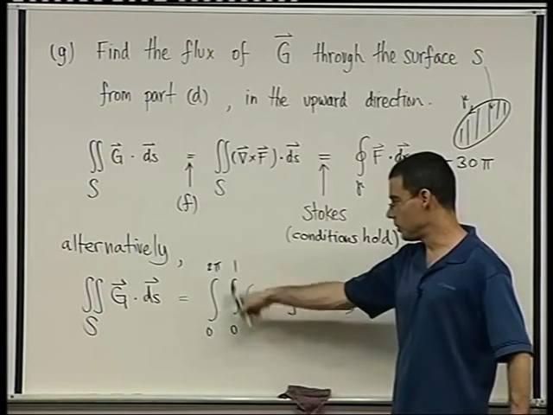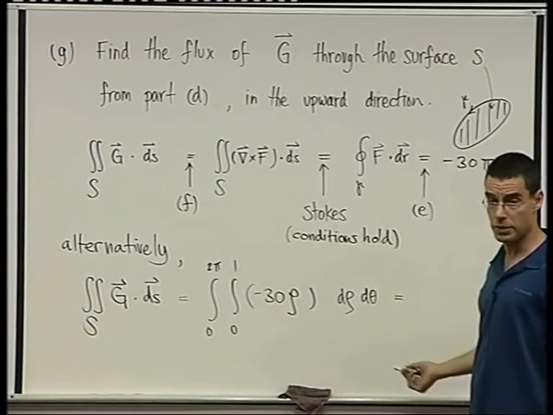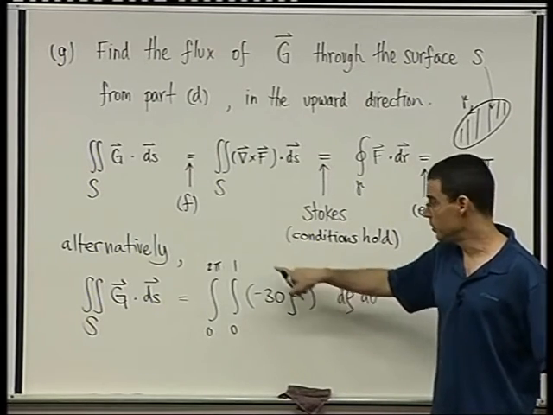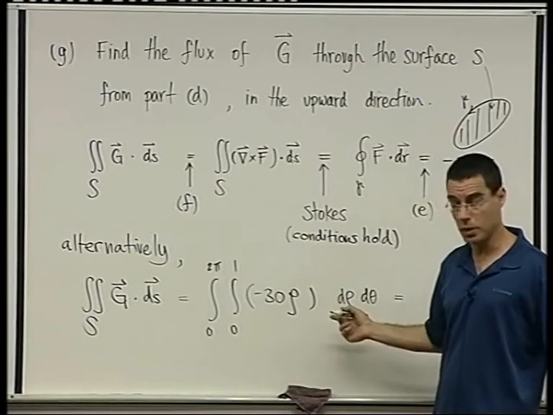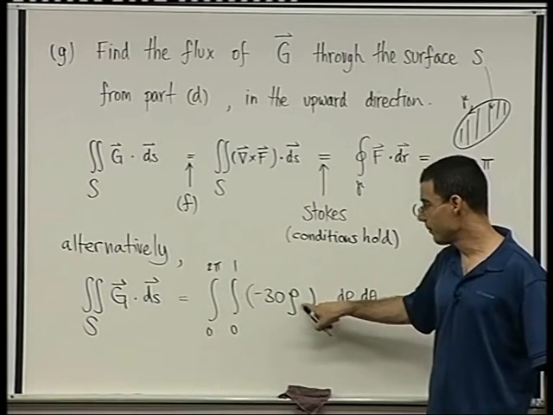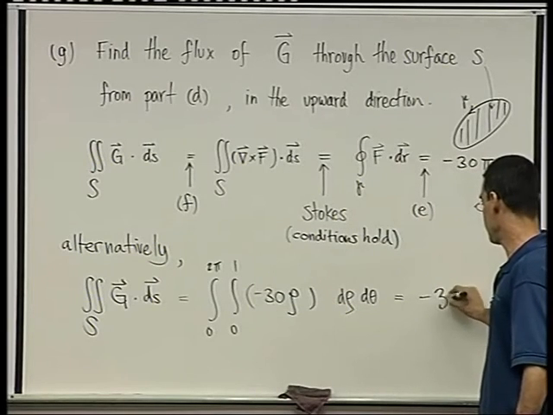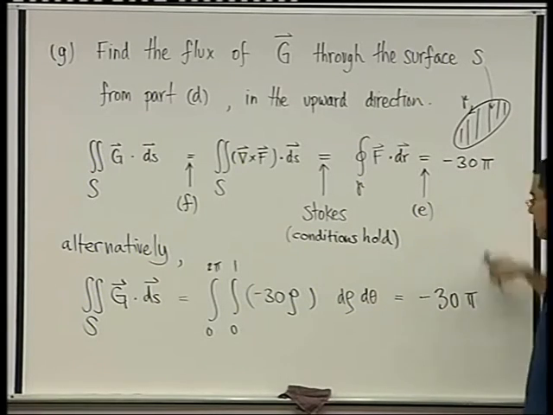Now it's a very easy integral again. There's no theta, so the integral from 0 to 2 pi contributes 2 pi. The rho becomes rho squared over 2, evaluated between 1 and 0, contributes a 1/2. So we have 1/2 times 2 pi, which is pi, times minus 30. So we have minus 30 pi, same answer, of course. Questions? Everybody good?